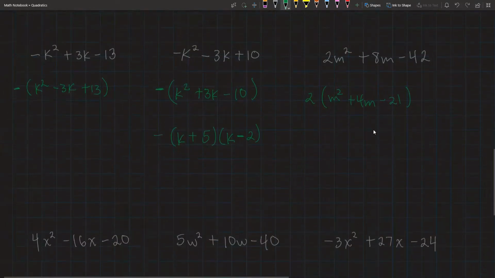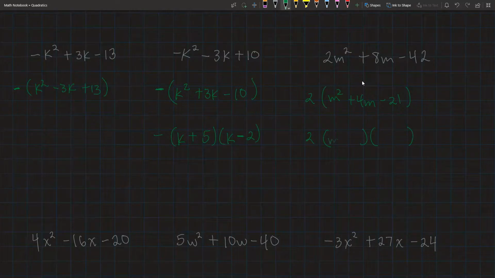Double check that for yourself, and I always remind you to double check the inside. Can that expression inside be factored further? The product is negative 21 and the sum is 4. Two numbers that multiply to negative 21 and combine to a 4. What are they? It looks like some form of 7 and 3, where the 7 is the positive and negative 3. Negative belongs to the 3.